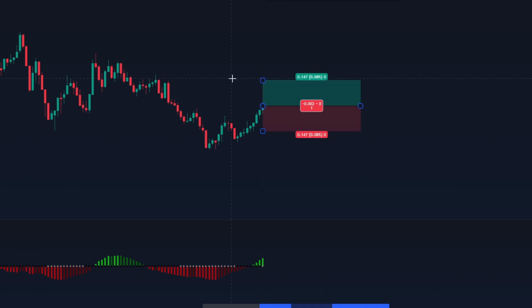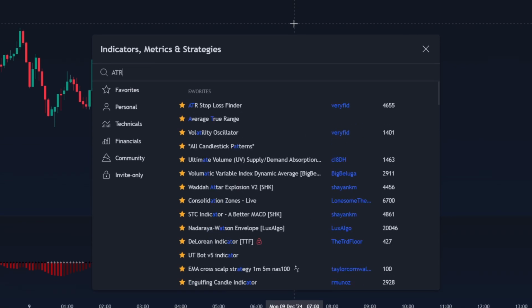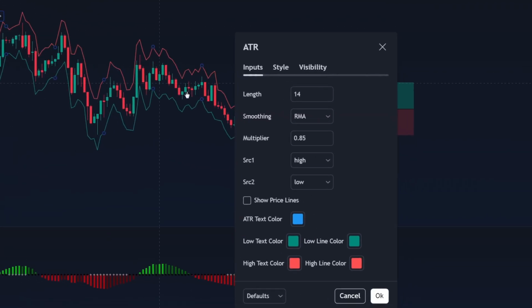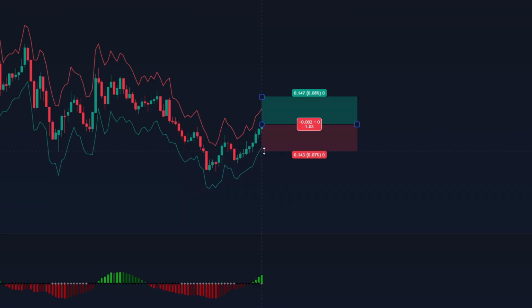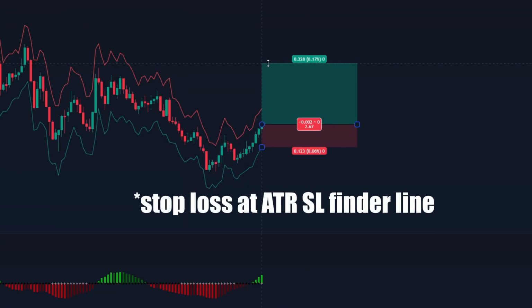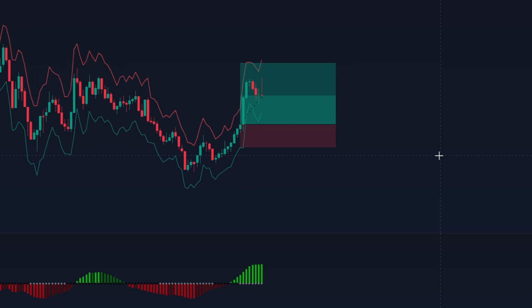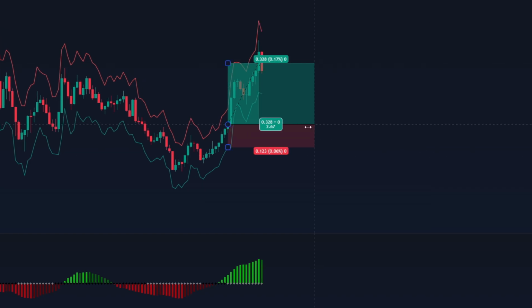Let's take the trade. For the stop loss, to make it simple, let's add the ATR stop loss finder. And let's quickly change a few settings to have nice and tight stop losses. Change the length to 16 and the multiplier to 1.3. Now, let's wait for the color change and exit the trade. Great, this trade won with a 2.2 risk to reward.